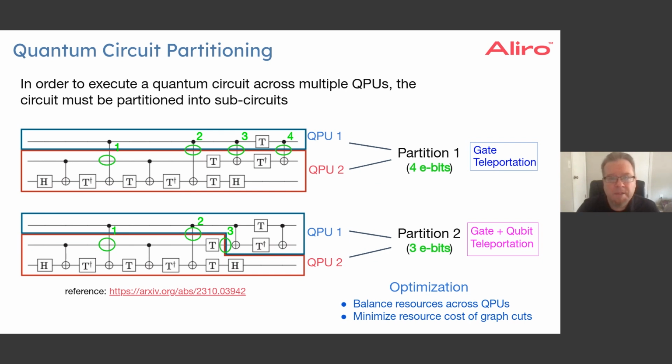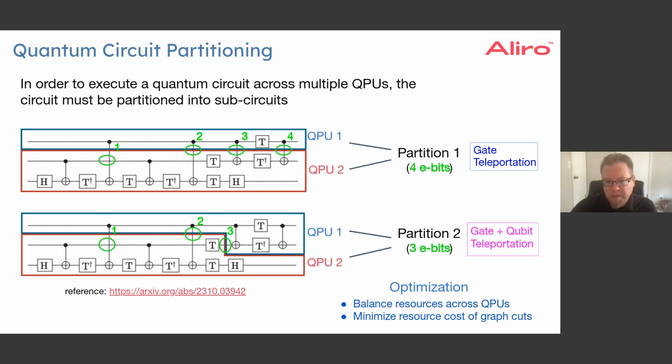We can take these two remote operation strategies and bring them together for our overall goal of quantum circuit partitioning. The top circuit has been partitioned in one way, which we call partition 1. In this way, we've leveraged only gate teleportation. Our partitioning has cut through the circuit along these 4 CNOT gates, so we have 2-qubit gates that are straddling the boundary. So we're leveraging gate teleportation.